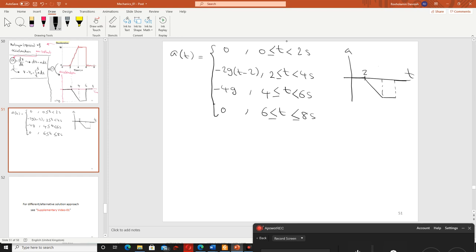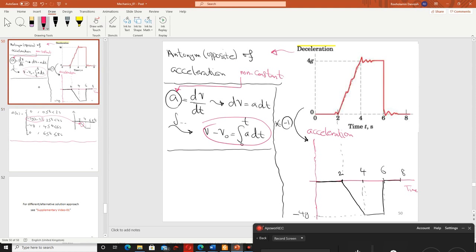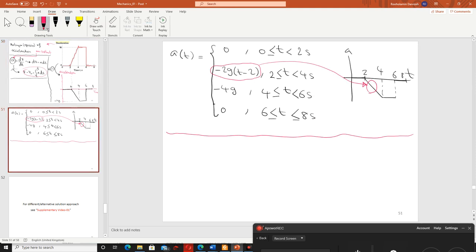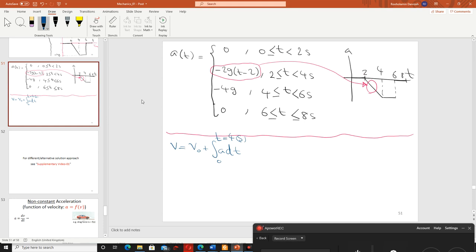2, 4, 6, 8. And this equation is this line equation. You can easily check it by yourself. Okay. Now, what we have here, this velocity, equals V naught plus the integral of a dt from 0 till t equals 4 seconds. Why 4 seconds? Because the first part of the question asks the magnitude of the velocity or speed at t equal to 4 seconds.